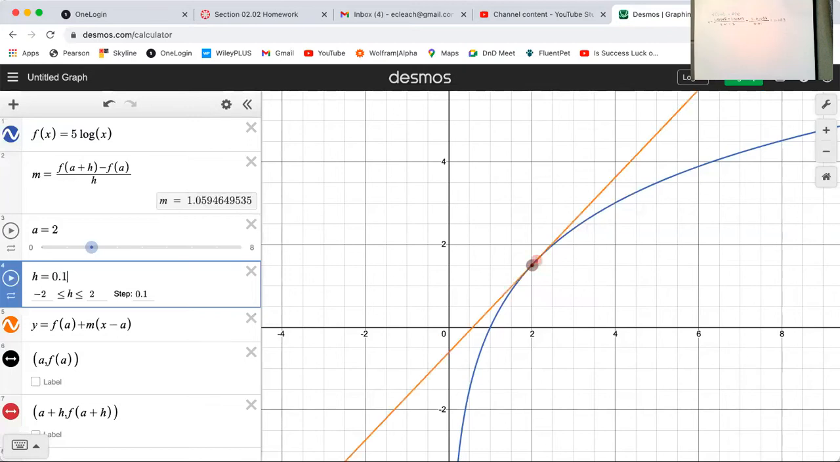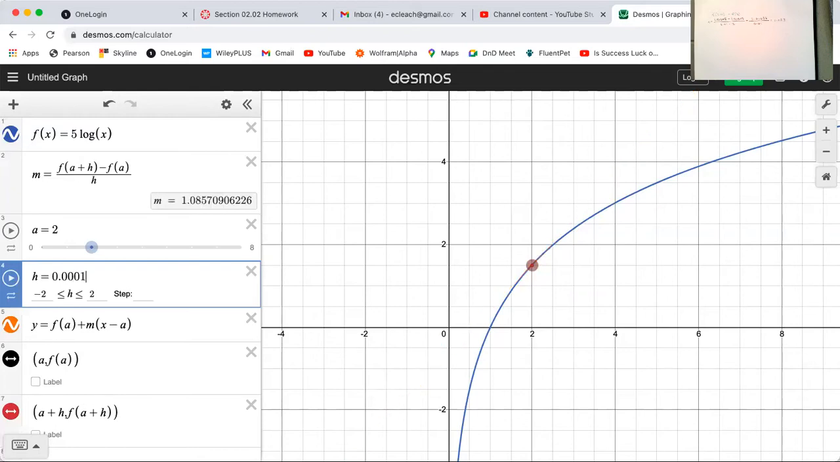Instead of 0.1, where we had a slope of 1.059, let's try 0.01, where we had the slope of 1.083. That's here with the 1.083. Let's try a different value of h, 0.001: 1.085.